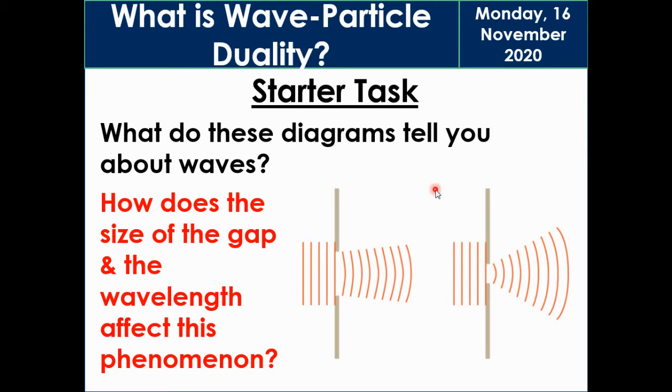And you should, of course, be able to tell me that maximum diffraction happens when the size of that gap is equal to the wavelength. So this is a much bigger gap than the wavelength, so we only have a small amount of diffraction. This is closer to the wavelength, therefore it's more diffraction, but it's obviously not exactly the same as the wavelength, so it's still not maximum diffraction. If we made this gap a bit smaller, we'd have even more spreading out.